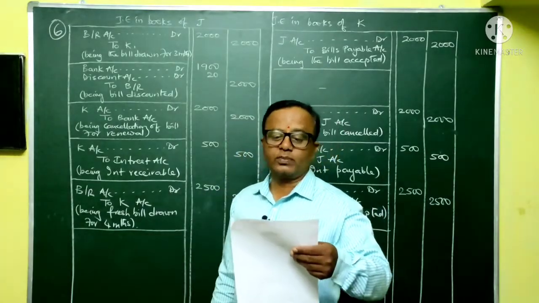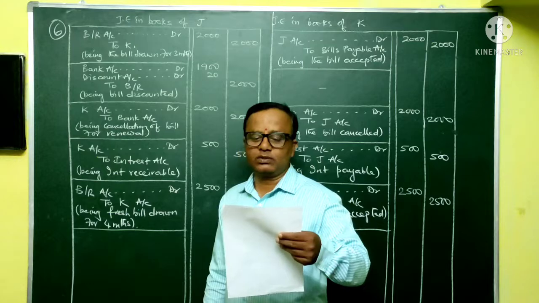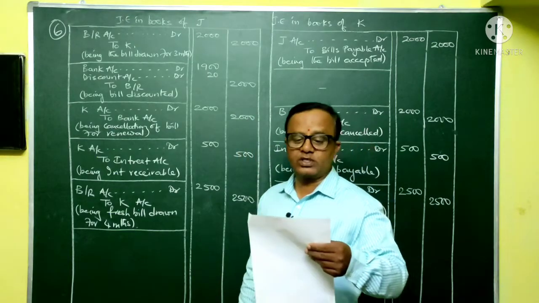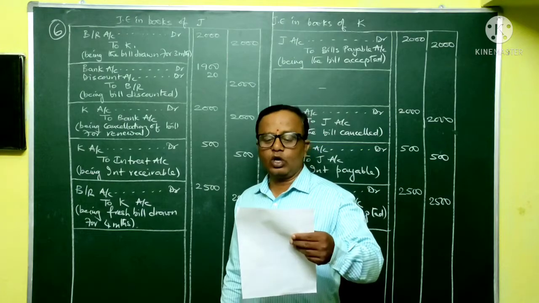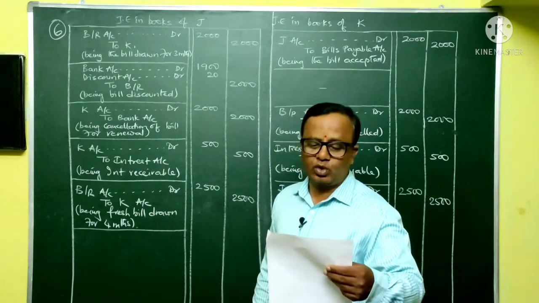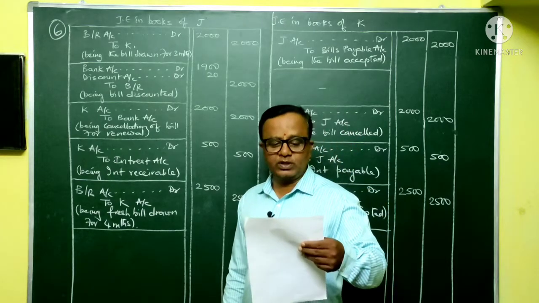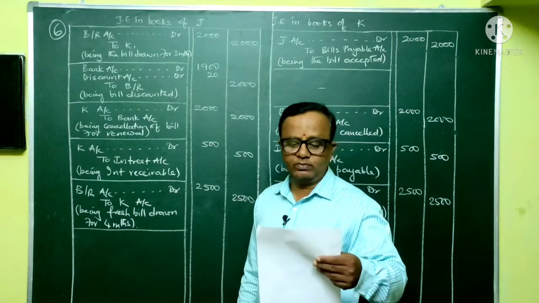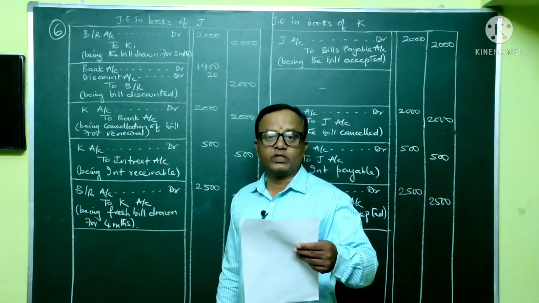J draws a bill on K for 2000 for 3 months, which is accepted by K. J discounts the same for 1980. On maturity, K fails to honor the bill and requests J to draw a new bill for 4 months along with interest of 500. J agrees to the proposal. Pass entries in the books of J and K.